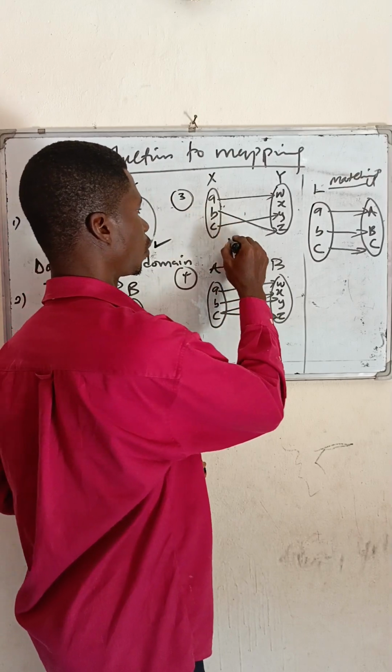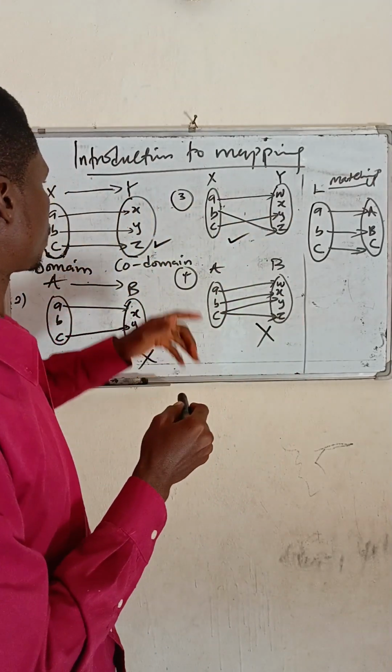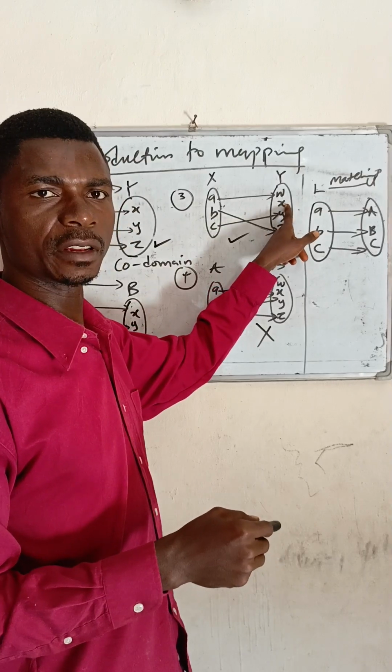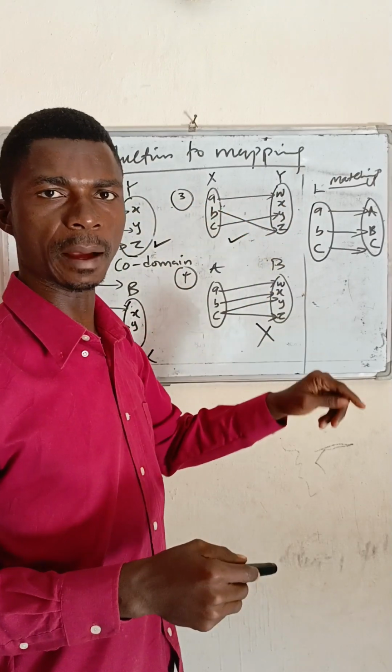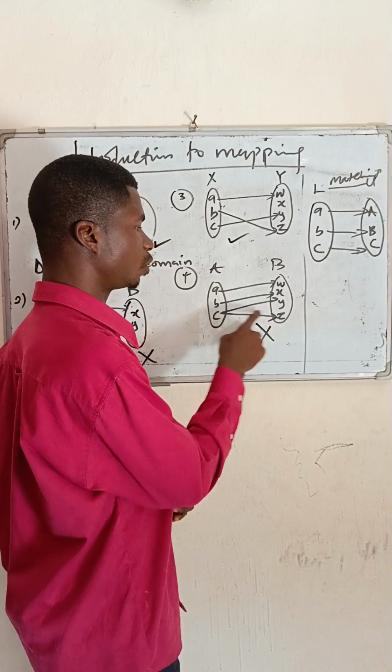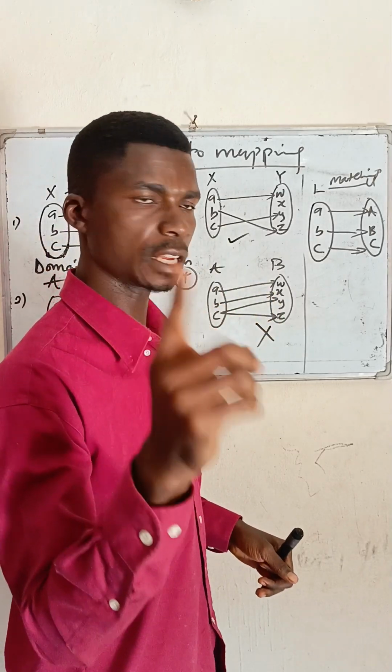But this is also a mapping. So in this case, this is a mapping. Even if this one is not having anyone assigned to it here, it's still a mapping. Take note of that also. What about this? This is not a mapping because it has two images.